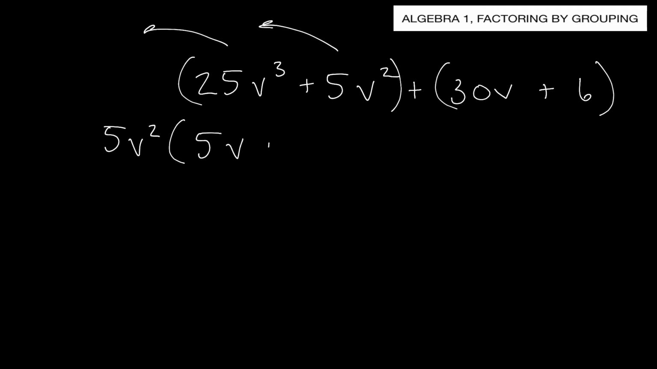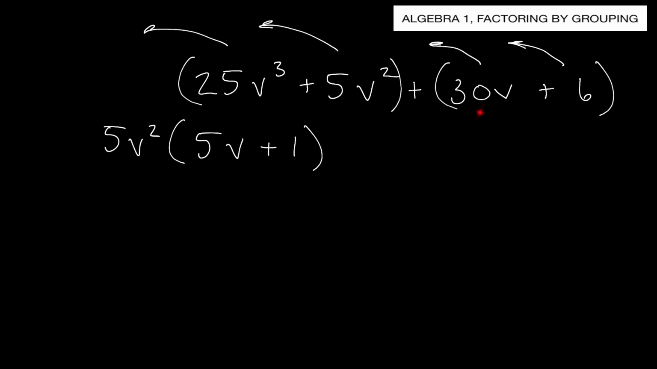5v plus 1. Okay, 5v squared times 5v gives me 25v cubed. 5v squared times positive 1 gives me this positive 5v squared. Alright, now we need to factor something out of this group here. And we want it to match whatever we factor out. We want this to be what remains.